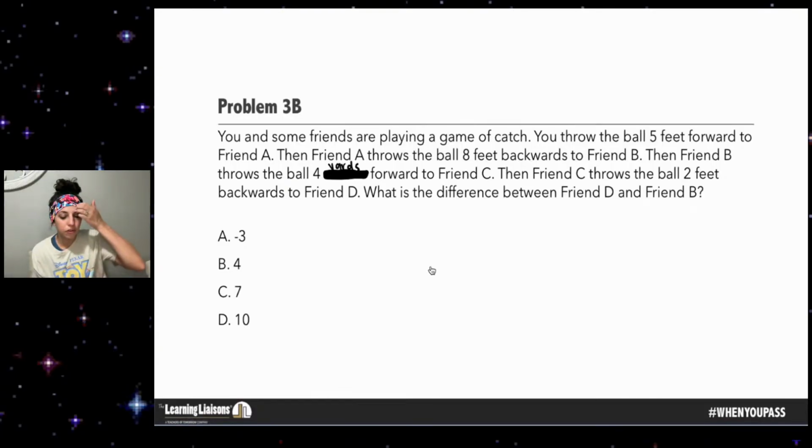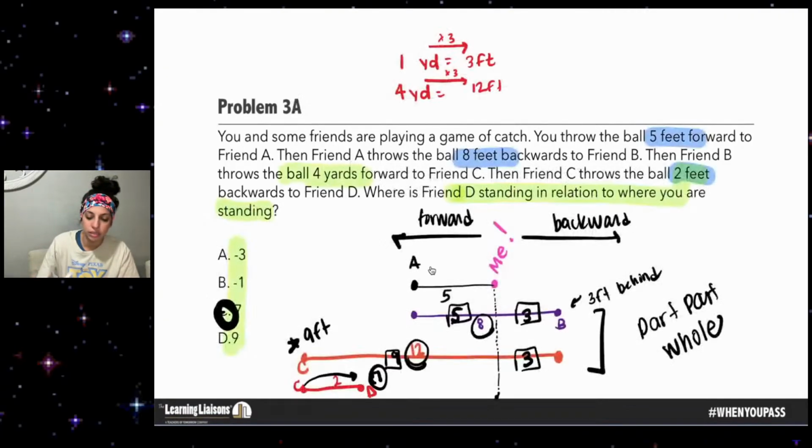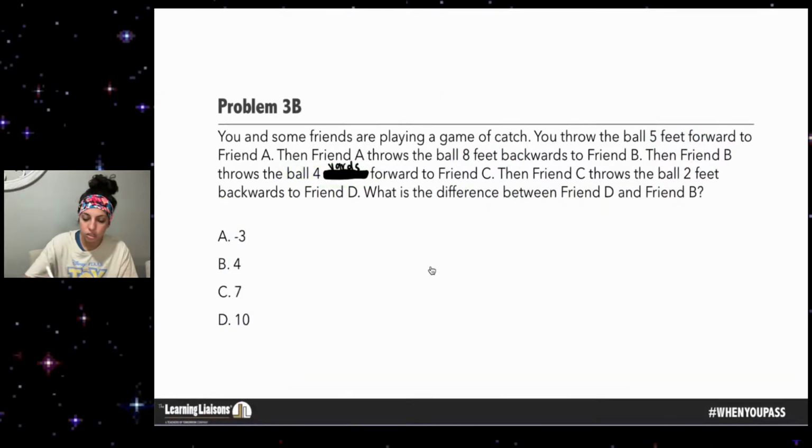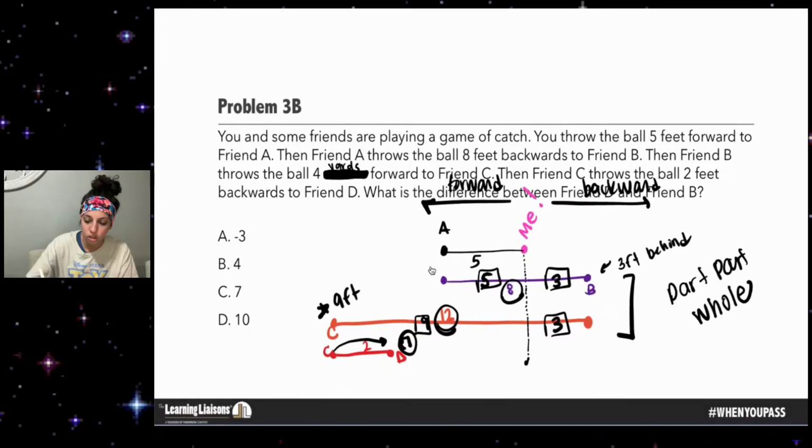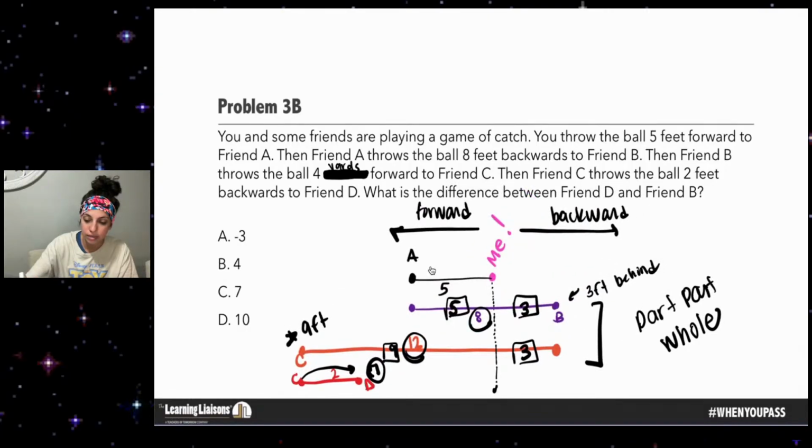So you and some friends are playing catch. And let's just go back to this visualization that we have. I'm going to copy and paste it all into this problem, just for the sake of time, because we don't really need to redo all of that for this problem. I just want to show you how you might do this. Okay.